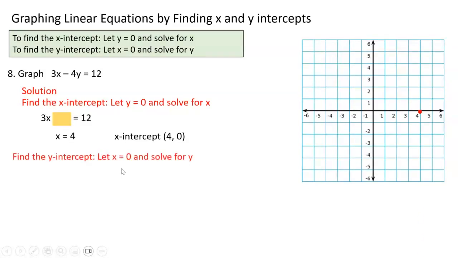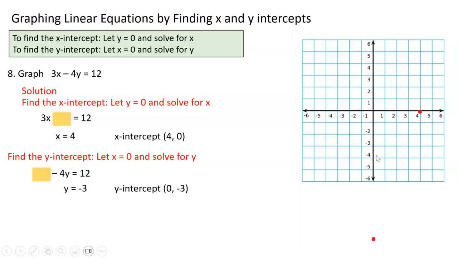Now to find the y-intercept, we let x equal 0, and again we cover the whole 3x, because if x is 0, it'll be gone. It'll be 0. So in your heads, you can divide both sides by -4. So the answer will be -3. Then we plot it and draw our line. This is the way I show my students, but first I show them the concept, and then I show them this way, because this way they can get the answer real quick.